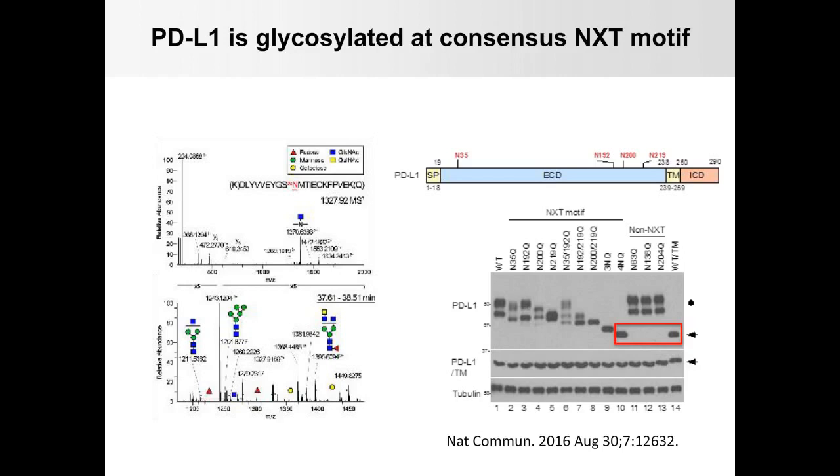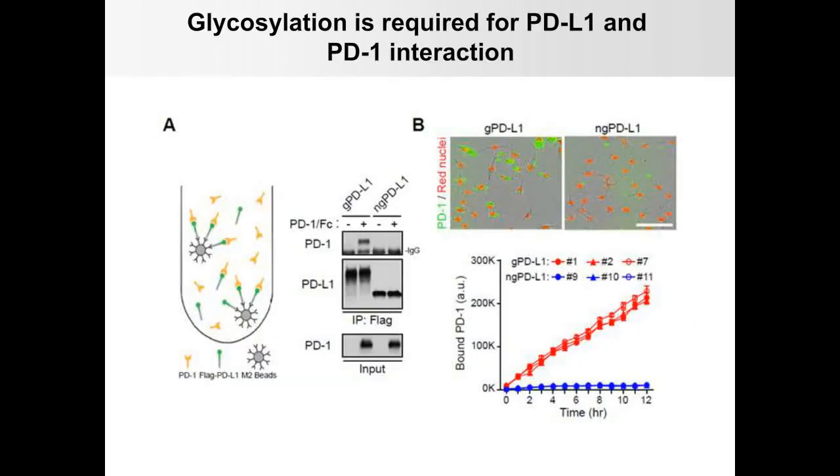We identified the glycan structure of this N35 on PD-L1. Of course, we also identified the other glycan structures, and because of the space issue, we are not going to show them here today. Since PD-L1 is highly glycosylated, the next thing we would like to know is whether this glycan structure affects its interaction with PD-1.